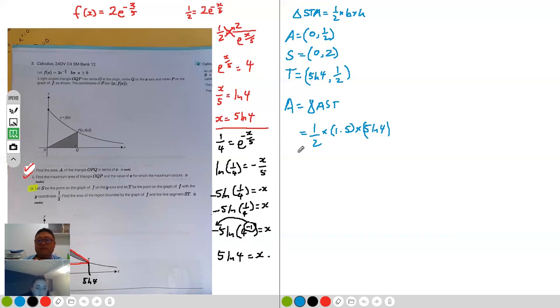Does that make sense? Yeah, that does. Okay, so that's going to be 3 on 2. So 3 on 2, so it's going to be 15 on 4. ln 4 is going to be the area. Got it? Yeah.